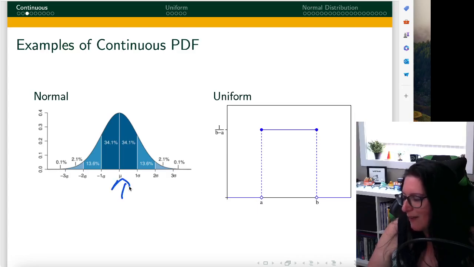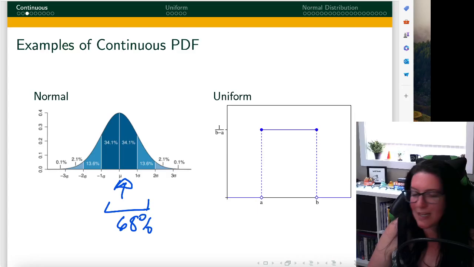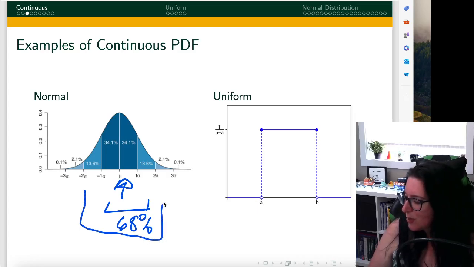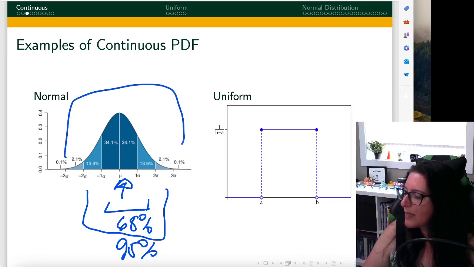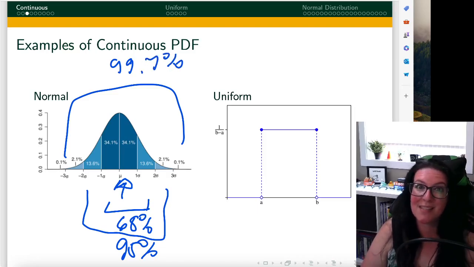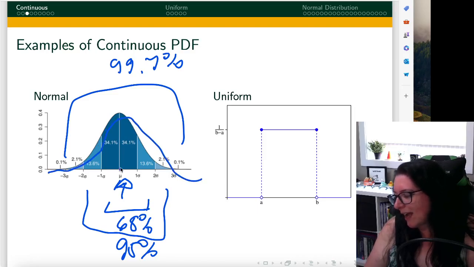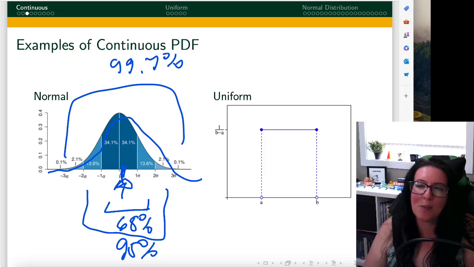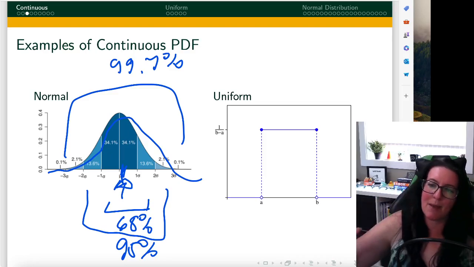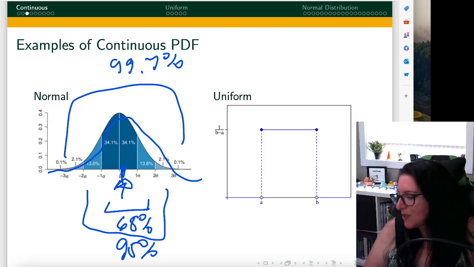So here we have the expected value, mu. This shows you that within one standard deviation, we have 68% of the values. Within 2 standard deviations, we have 95% of the values. Within 3 standard deviations, we have 99.7% of the values. That's the empirical rule that we'll use a lot throughout our videos here. So a normal distribution has a center where the mean, the median, and the mode are the same. It is symmetrical in terms of its tails.